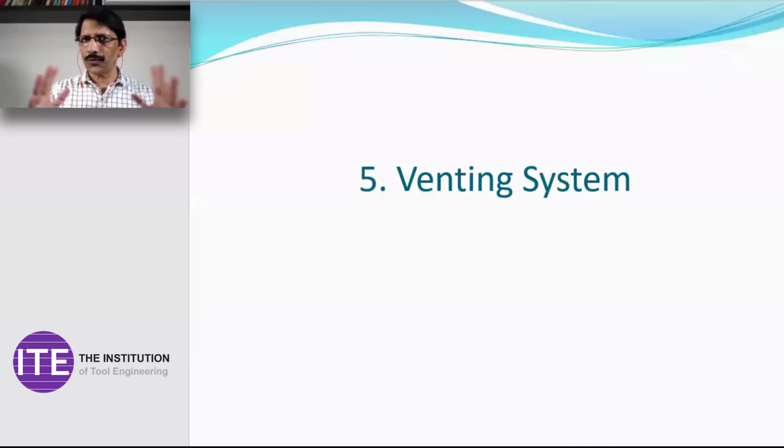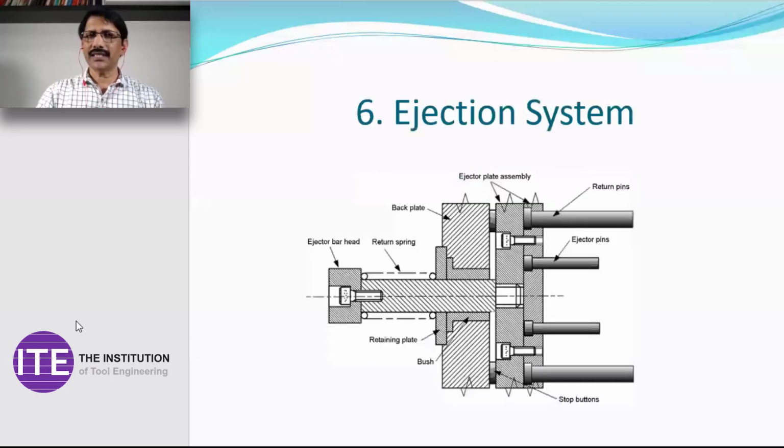So how to provide the venting arrangement? There are so many provisions. You can have a parting vent, you can go for slit vent, you can go for mesh vent. There are so many vents available as per the processes. Next element is ejection system.